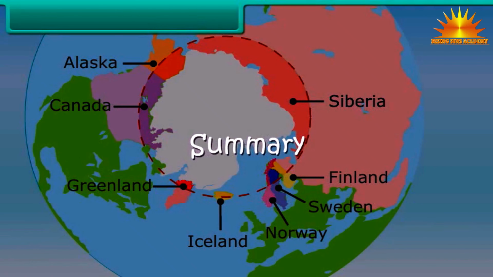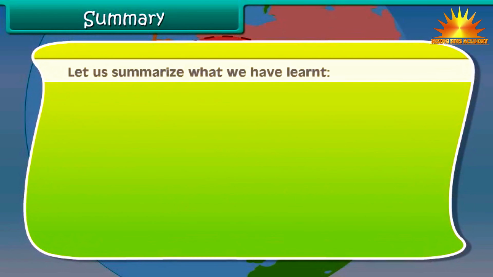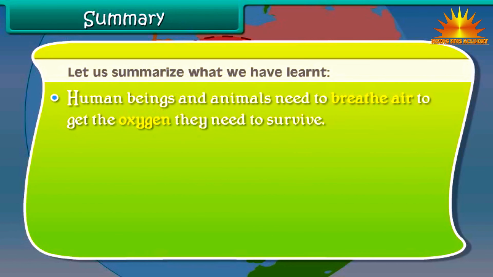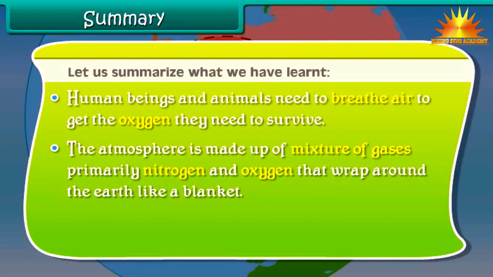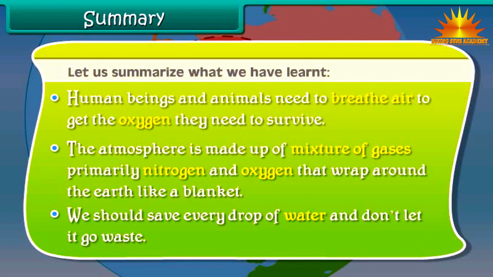Summary. Let us summarize what we have learned. Human beings and animals need to breathe air to get the oxygen they need to survive. The atmosphere is made up of a mixture of gases, primarily nitrogen and oxygen, that wrap around the earth like a blanket. We should save every drop of water and not let it go waste.